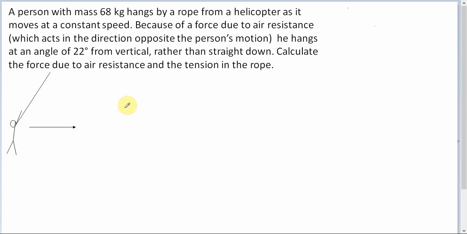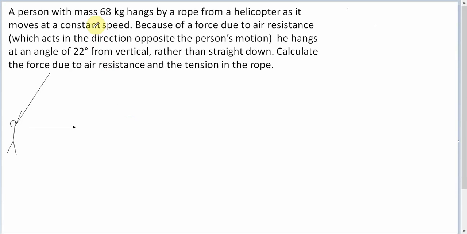Hello, here we have another force problem. This one has a person with a mass of 68 kilograms who is hanging by a rope from a helicopter as it moves at a constant speed. Because of a force due to air resistance, which acts in the direction opposite the person's motion, he hangs at an angle of 22 degrees from vertical rather than straight down. Calculate the force due to air resistance and the tension in the rope.